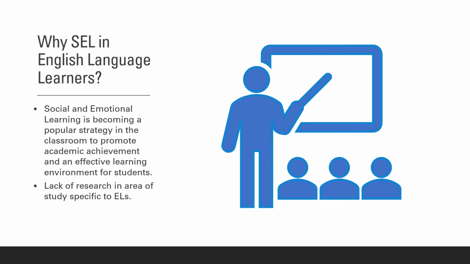Why SEL in English language learners? So, social and emotional learning is becoming a popular strategy in the classroom to promote academic achievement and an effective learning environment for students. In other words, SEL is becoming more recognized throughout US public schools and more implemented in classrooms. But English language learners face different challenges socially and emotionally, such as moving to a new country, trying to fit into a new school, and even learning a new language compared to their native English speaking peers.